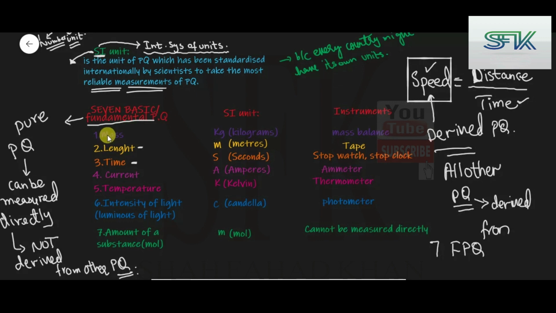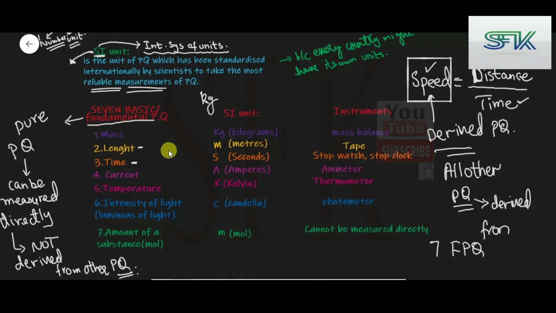Let's go over them one by one. The very first one is mass. Mass can be measured using a mass balance. The SI unit, the unit which has been agreed to be used internationally by scientists, is kilograms or kg. By the way, this k is a small k. It has to be small, and this g is also small. Both of them are lowercase letters.